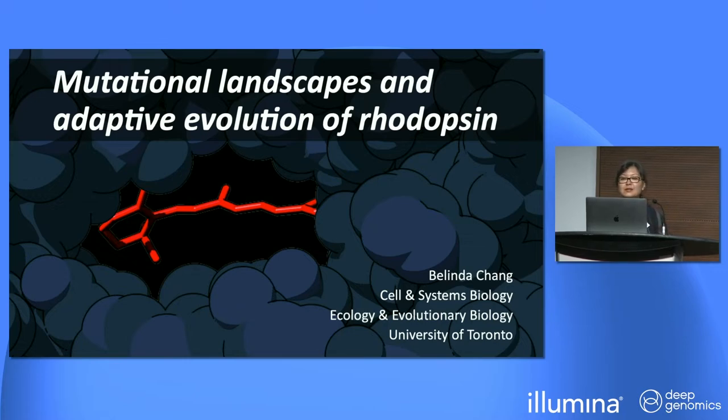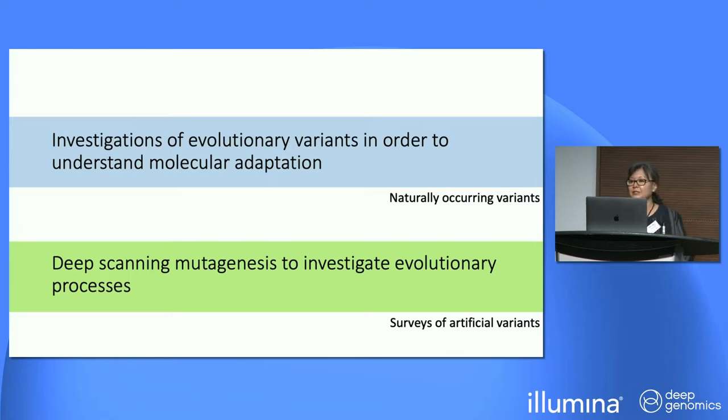My talk will have two different parts. My lab is basically interested in questions of how proteins evolve and how molecular adaptation occurs. We're interested in investigating the evolution of protein structure and function using a combination of computational and experimental analyses of variation. So the first part covers investigations of evolutionary variants, in other words, naturally occurring variants. We view this as nature's large mutagenesis experiment to understand how proteins can shift aspects of function in response to selection.